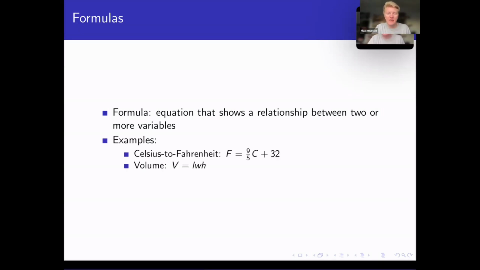So some examples: Celsius to Fahrenheit, Fahrenheit equals 9/5 Celsius plus 32. Volume, length times width times height. So just as an example, right, a relationship between two or more variables. Here, there's two variables, Fahrenheit and Celsius. So this would be a formula. Volume equals length times width times height. Well, that's four variables, so that is also a formula.